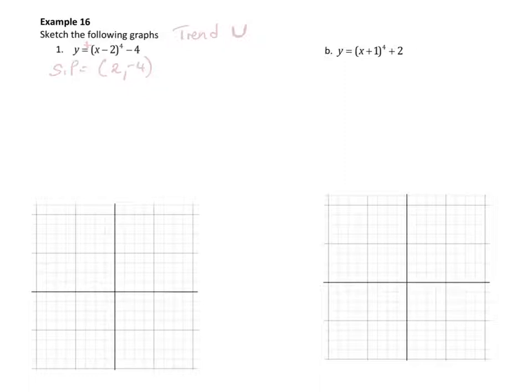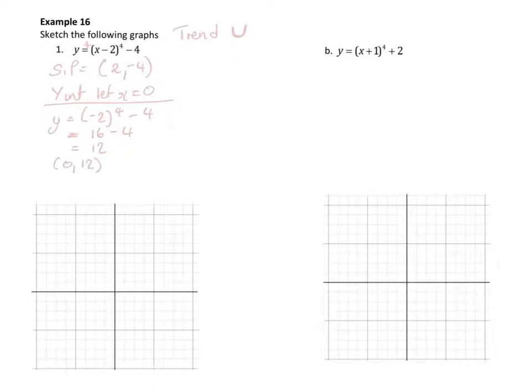What else do I need to sketch a graph? Well, I need my y-intercept. So for the y-intercept, I let x equal 0, and I get y equals 0 minus 2, so it's minus 2 to the power of 4, take away 4. Now, negative 2 to the power of 4 gives you a positive answer, a positive 16, which gives 12. So that coordinate is 0, 12.